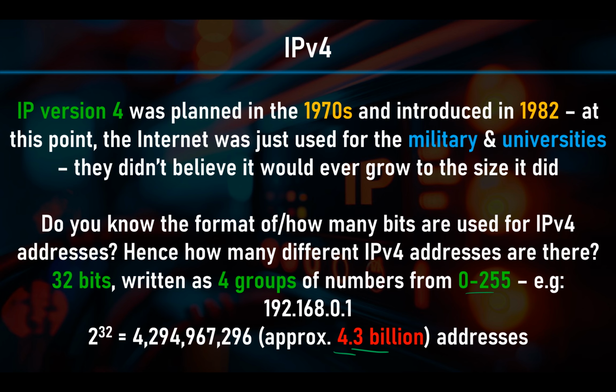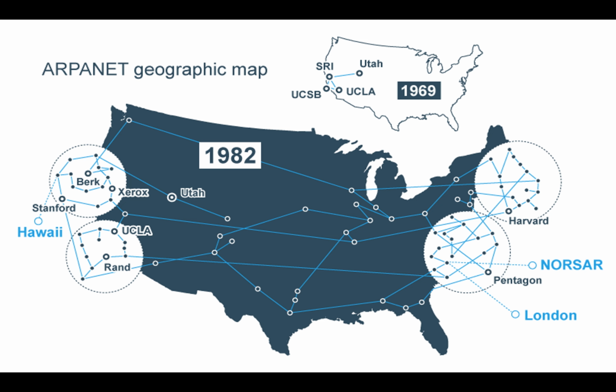But yet here we've only got 4.3 billion unique IP addresses. So I think people can probably figure out that's going to be a problem. And that one we'll look at in a minute. Alright, so just the history then.